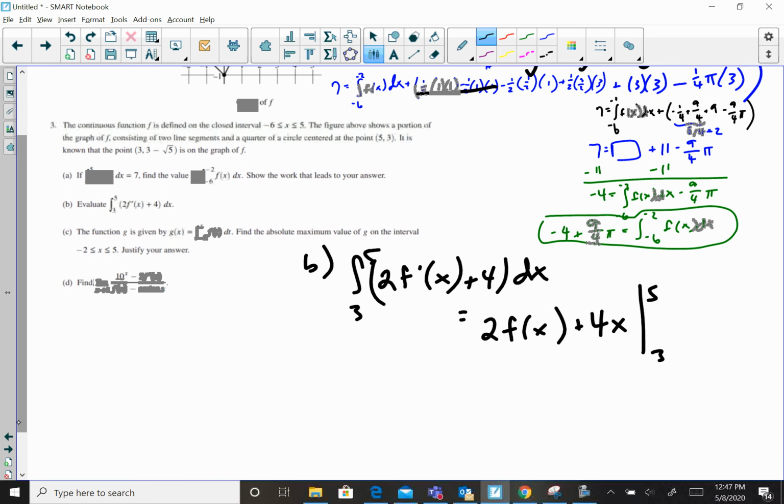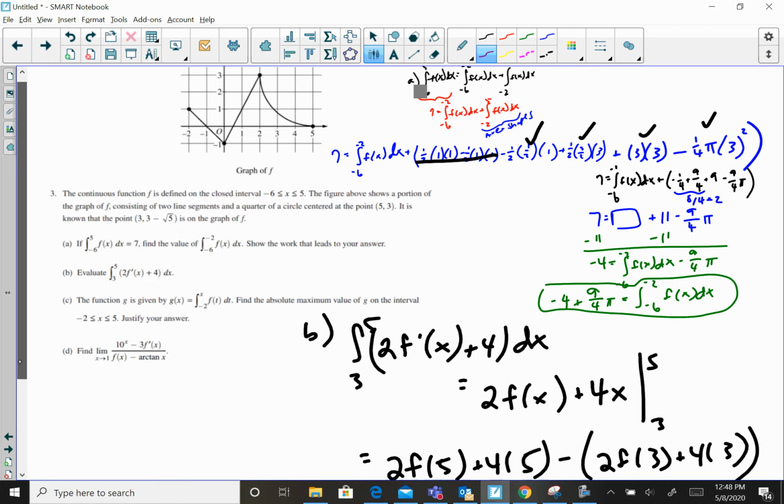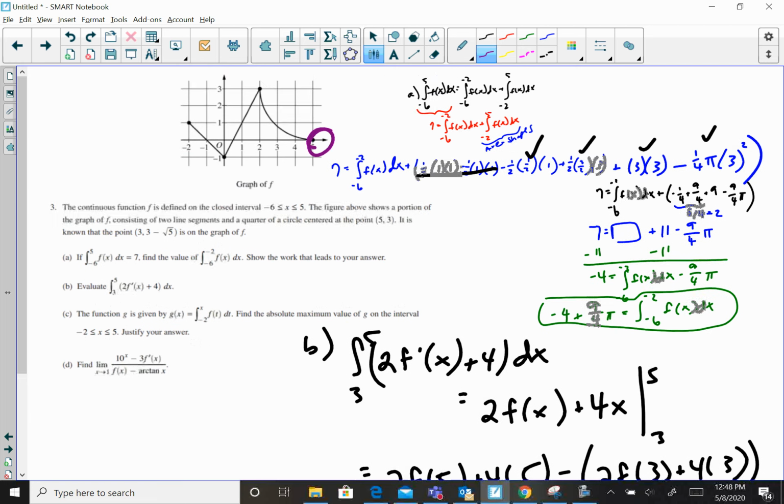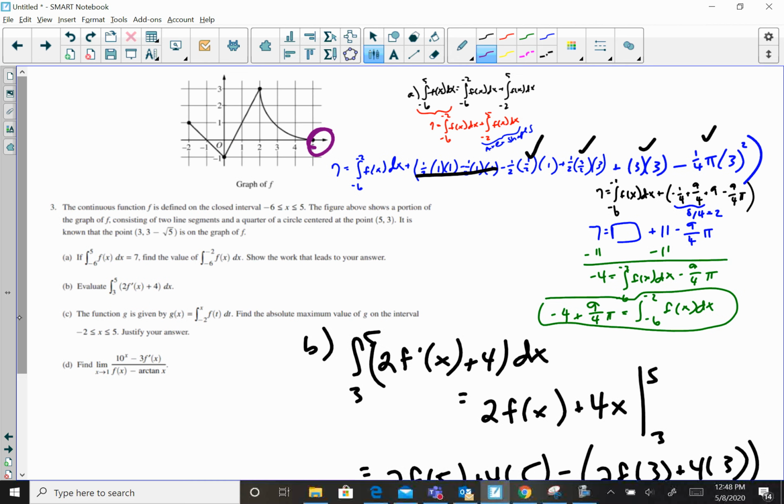Okay, seems easy enough. So plug in the top, it's top minus bottom. This is going to be 2 times f of 5 plus 4 times 5 minus 2 times f of 3 plus 4 times 3. So I can read f of 5 and f of 3 straight from my graph. F of 5 is 0, so I have 2 times 0 plus 20 minus f of 3.